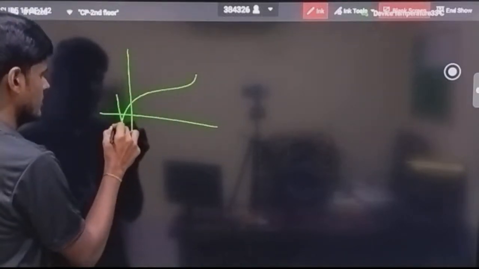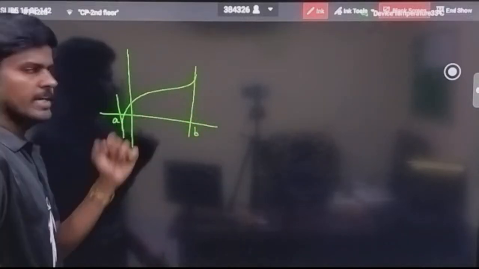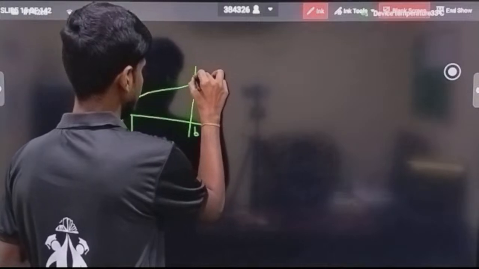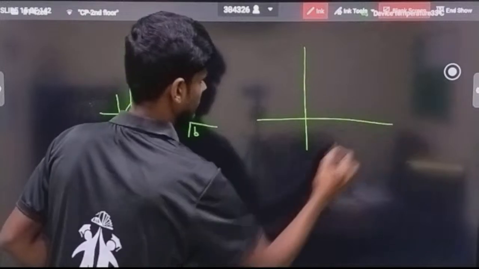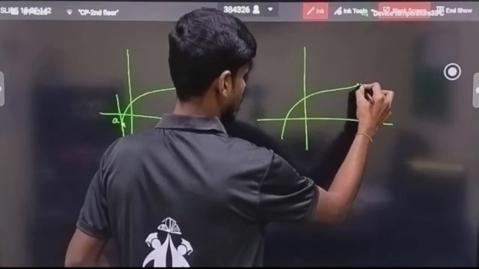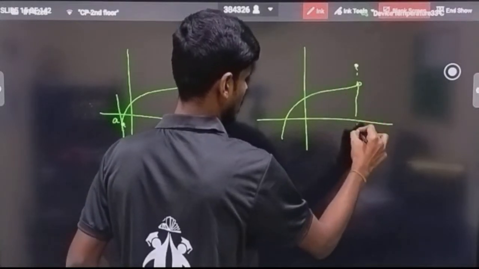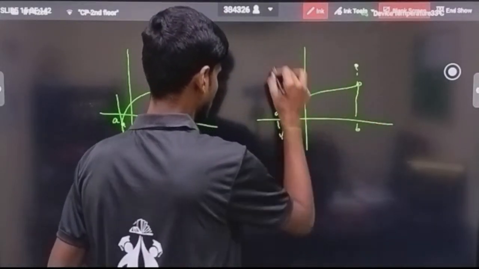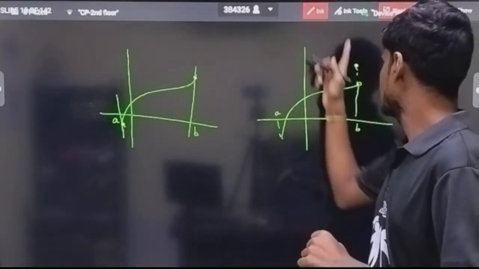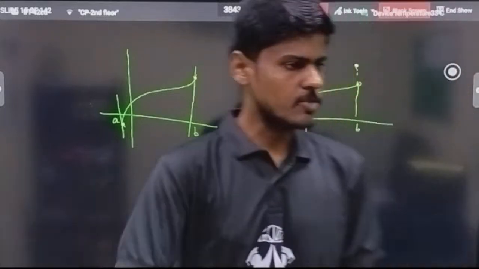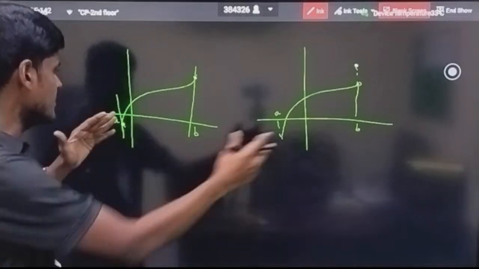This is one function. We have to check the continuity in this closed interval between a to b, where a and b are defined like this. In another example, let's change the definition of b, f of b, to some other value. Then from these two examples, can we analyze if this function is continuous or not? What is your guess?